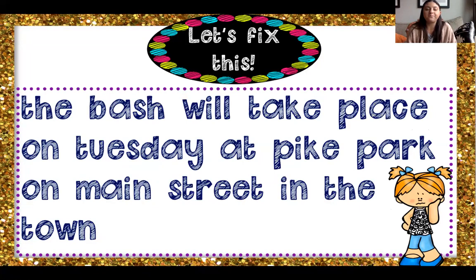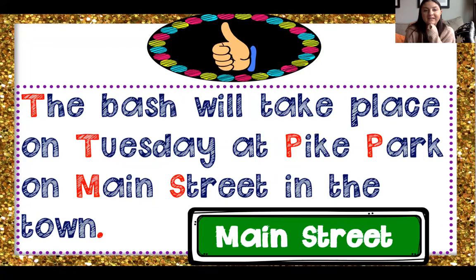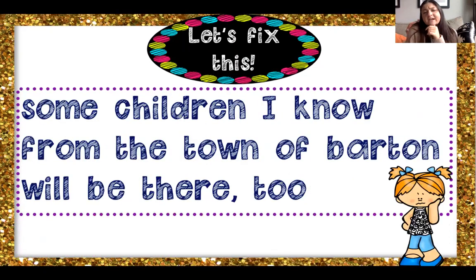All right, let's see what I know. I know that I always need to start my sentence with a capital letter. I don't say that the bash will take place in the week. That's not very helpful. I won't know what day to come. If I tell you it's on Tuesday, that's a proper noun. I know exactly what day you're talking about, so I need to capitalize that. Then I don't just say it's going to be at the park. You could go to any park. I need to capitalize my proper noun, Pike Park, on Main Street. That tells me the specific street in town, and make sure I end with a period. Start with capital, end with a period. Some children I know from the town of Barton will be there too.